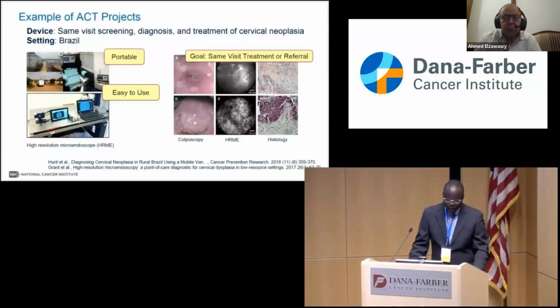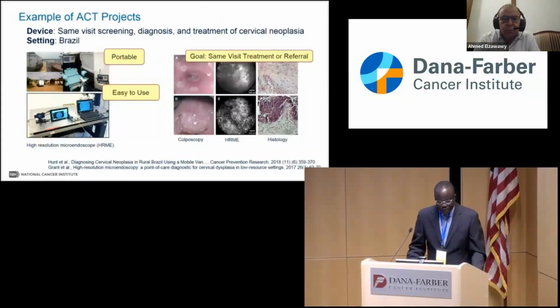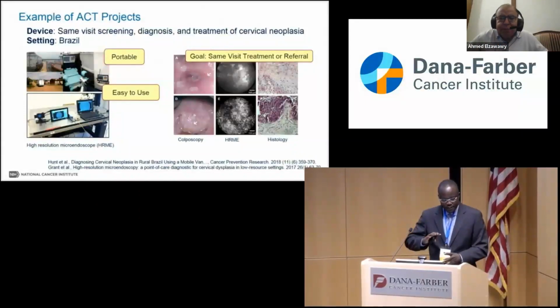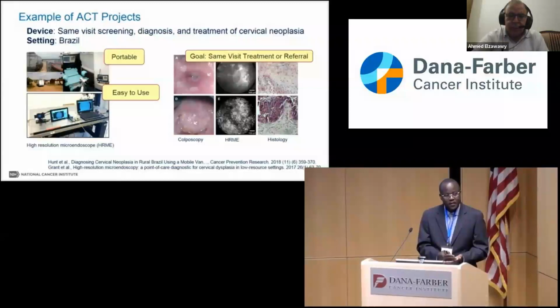I'll give you an example here of work that is being done in Brazil, for example, where we have a high-resolution microendoscope that is attached to a computer that analyzes that data in real time. They've been able to put all this in a van so that this van goes from community to community, dealing with cancer in real time. So somebody comes in, you're treated in the same visit, they see what is happening with you for cervical cancer, you're referred for treatment, and that is happening.